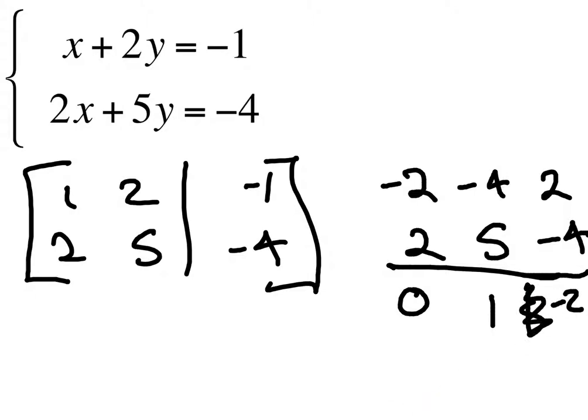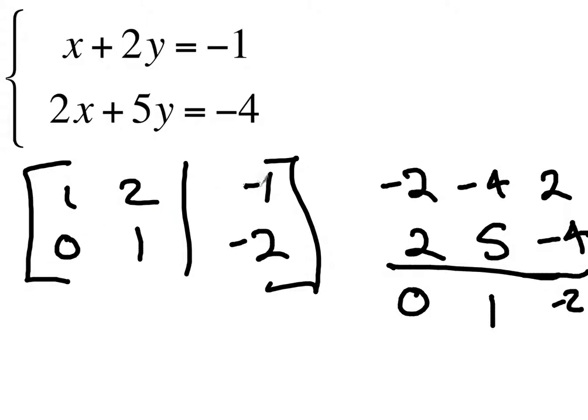0, 1, negative 2. Now if I replace this bottom row, which was 0, 1, negative 2, with that row. Remember, swapping rows is also legal. I've almost got the identity. I've got 0 and 1 here. That was really nice that I got that straight off.